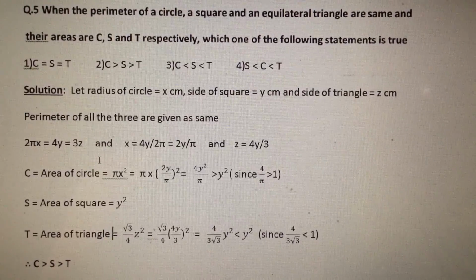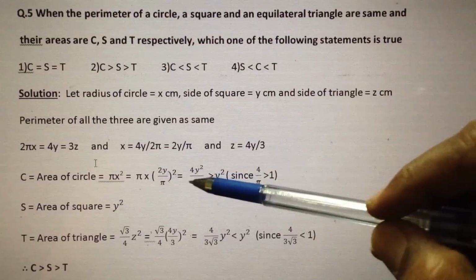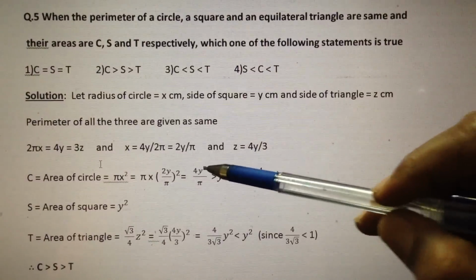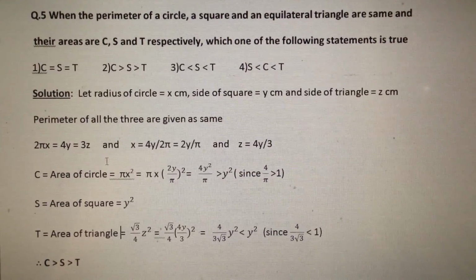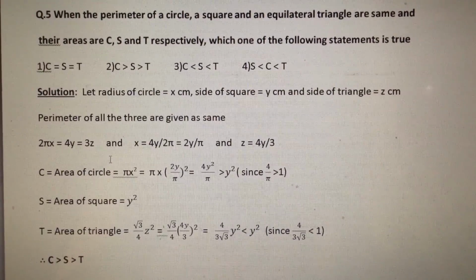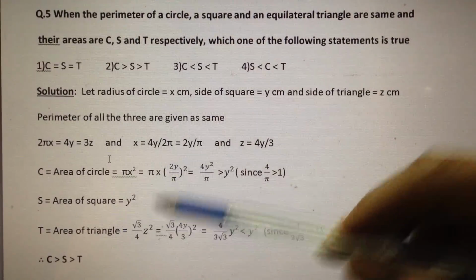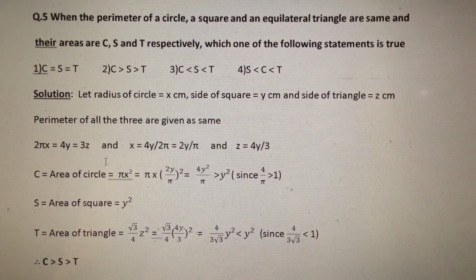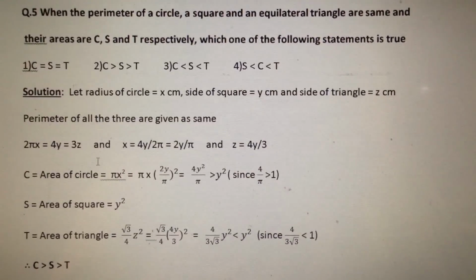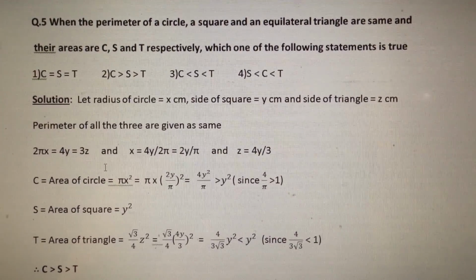Now the area of circle C is given by pi x square, which is equal to pi into (2y by pi) whole square, which is equal to 4y square by pi. Now the area of square S is equal to y square. Also the area of the equilateral triangle T is equal to root 3 by 4 z square, which is equal to root 3 by 4 into (4y by 3) whole square, which is equal to 4 by 3 root 3 y square. Now we can compare C, S and T.